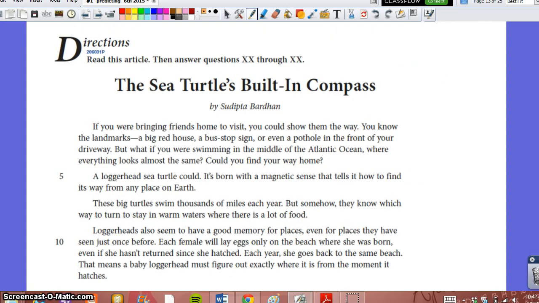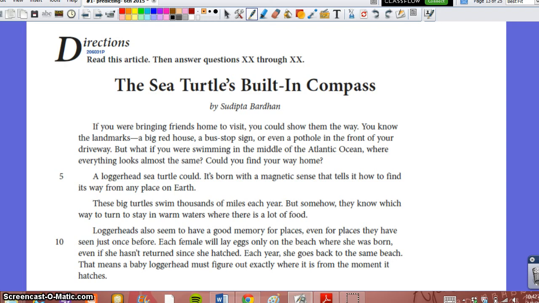All right, so I'm going to model using this strategy with a real test passage. This one is called The Sea Turtle's Built-in Compass, and it comes from the 2014 6th grade New York State Common Core exam. The Sea Turtle's Built-in Compass.